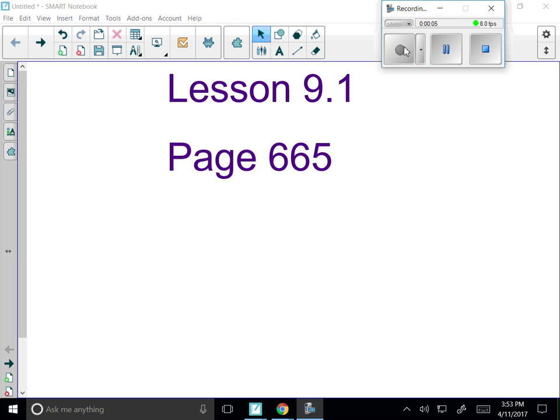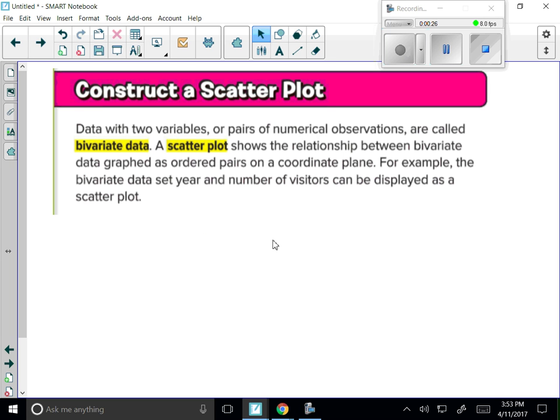Page 665 is our starting point, and here you can see that we have slope and different lines and different tables, and we will be working with graphs and plotting points. So we will be reviewing some slope and information like that that is important. But for now, let's go ahead and turn the page and talk about scatter plots.